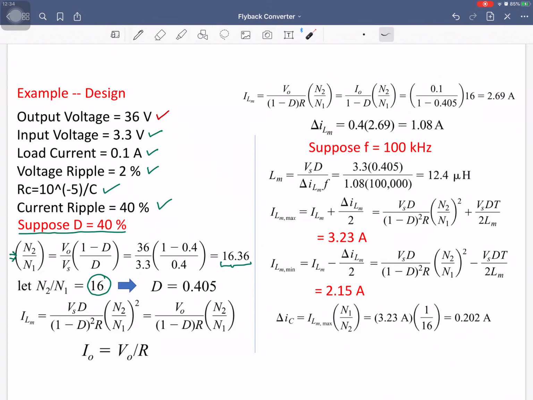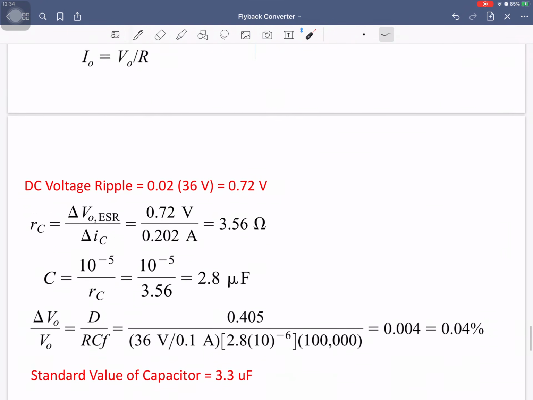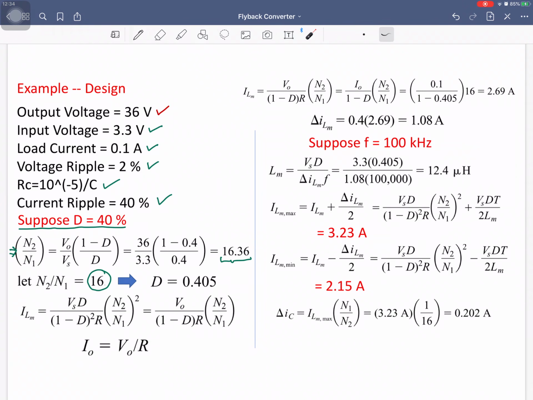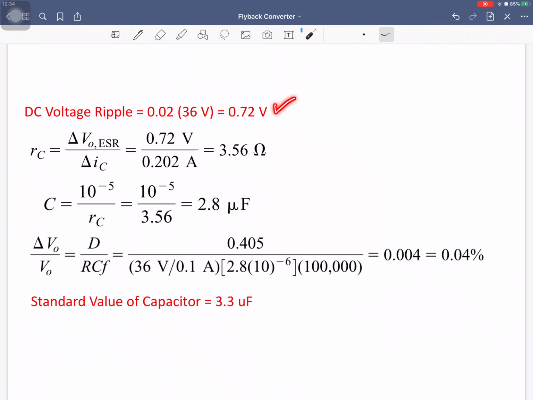And the delta IC, the change of current through the capacitor, as we discussed earlier, is IL max into N1 by N2, so that comes out to be 0.202 ampere. Okay, so now the acceptable voltage ripple is 2%. So our output voltage is 36. So 2% of 36 is to be calculated. So 0.02 into 36 is 0.72 volt.